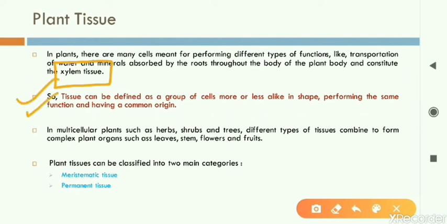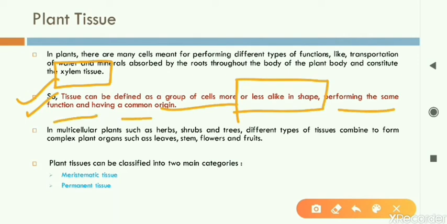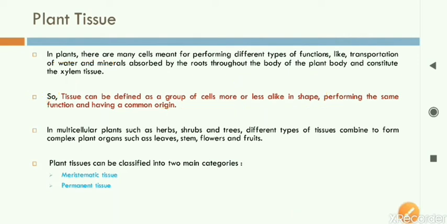So that is again where the definition comes in. For tissues, the group of cells are more or less alike in shape, performing the same function and having a common origin. This is the complete definition for tissues.